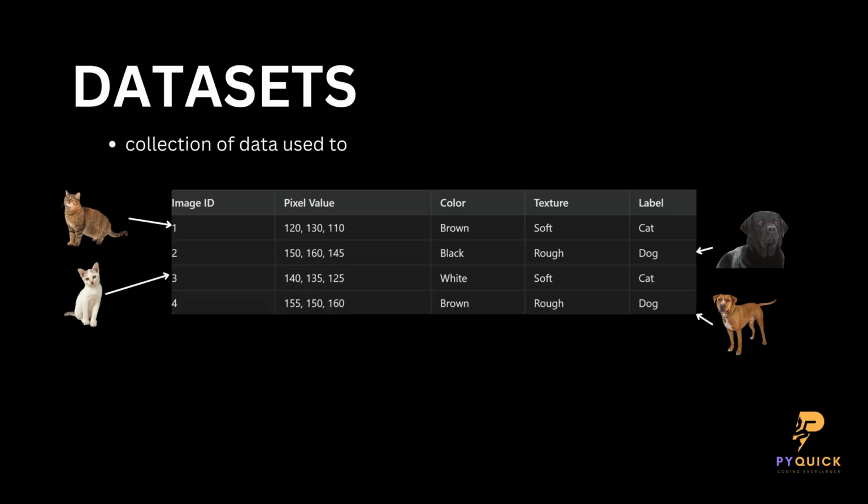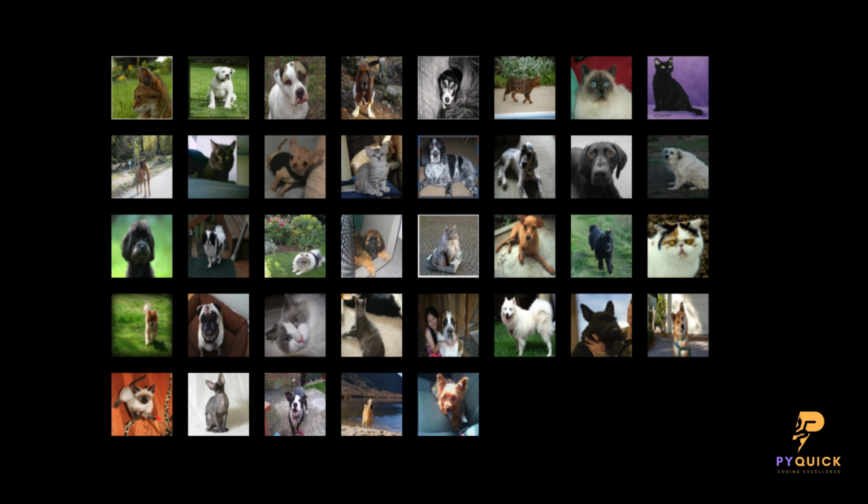Datasets. In the world of machine learning, datasets are collections of data used to train models. Think of a dataset as a giant spreadsheet where each row is an example, and each column is a feature of that example. For instance, if we were training a model to differentiate between cats and dogs, our dataset would consist of images of cats and dogs. Each image is an example, and the features might be things like pixel values, color, and texture.